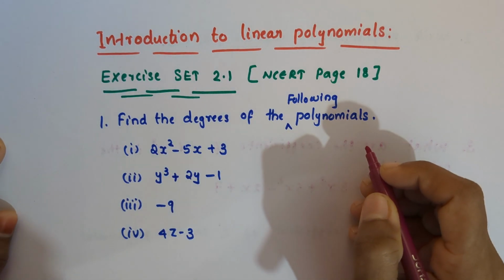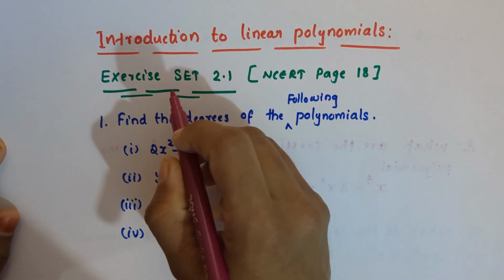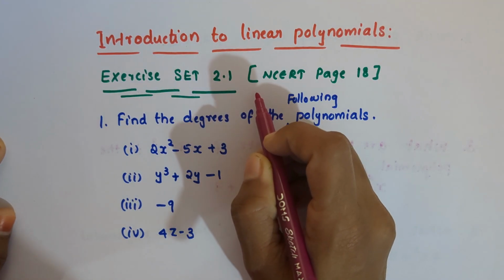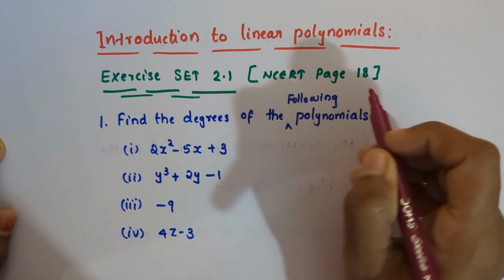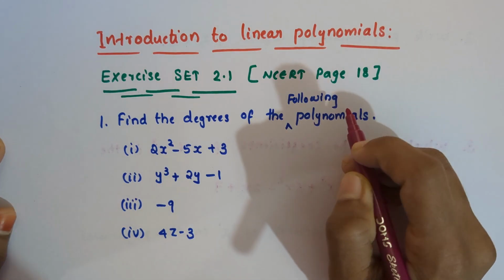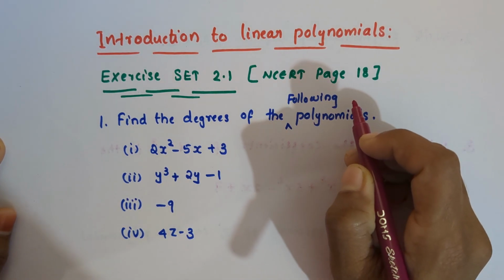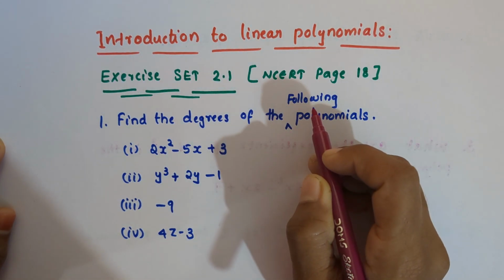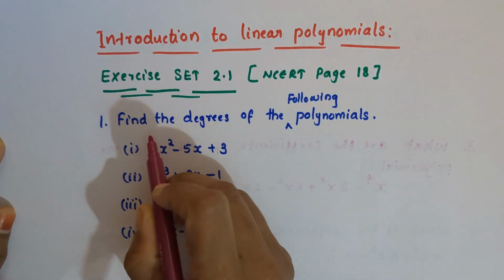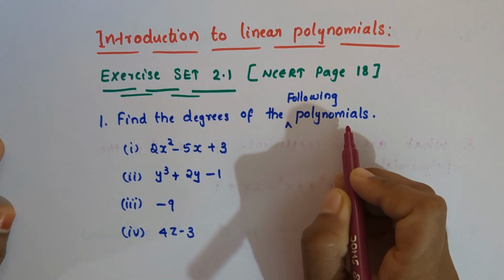Hello everyone, in this video we are going to discuss the exercise set 2.1 questions which is given in NCERT page number 18, class 9 mathematics Ganita Manjari part 1, chapter 2, introduction to linear polynomials. So let us see the first question. Find the degrees of the following polynomials.